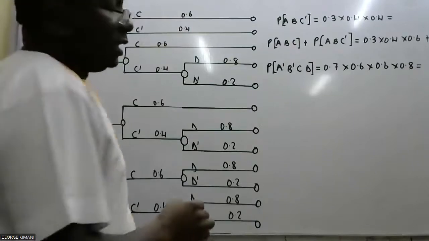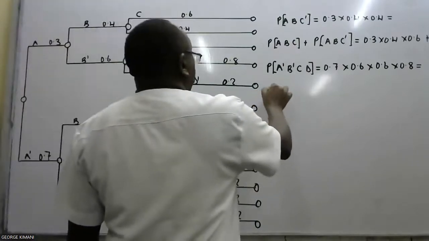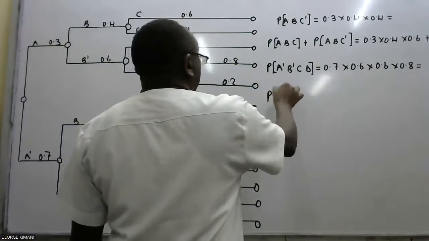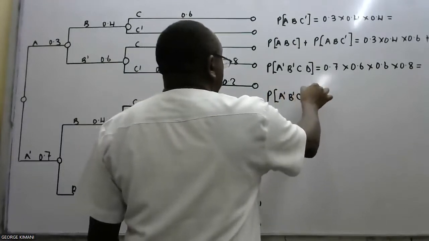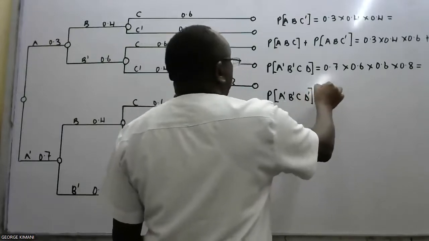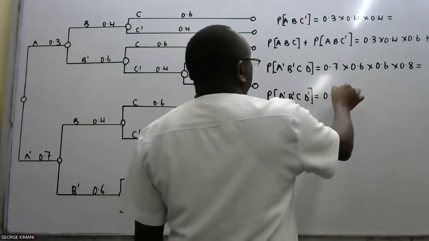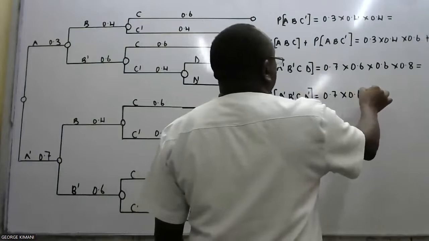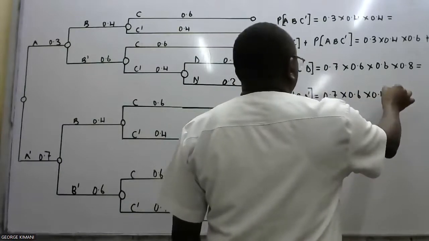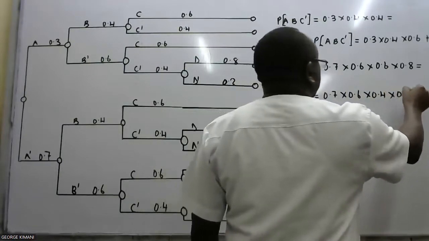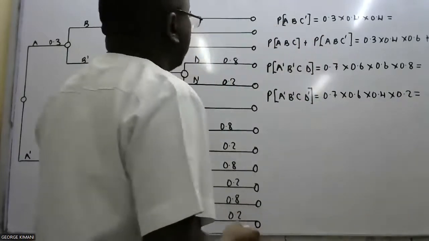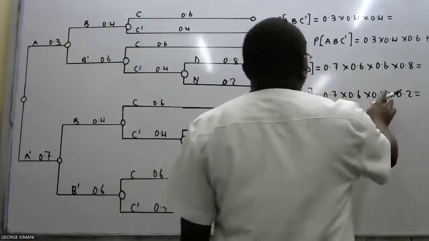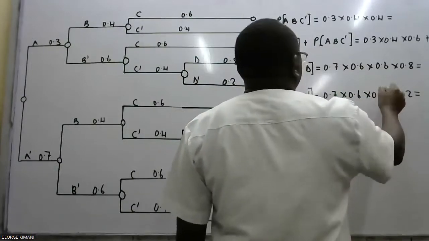Just C, it means it is the probability we miss A, we miss B, we get C, but we miss D. So this is 0.7 multiplied by 0.6 multiplied by 0.6 multiplied by 0.2. Why 0.6? We have gotten it. We have got a C.